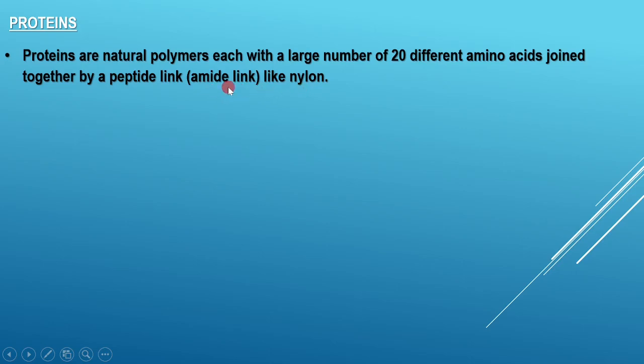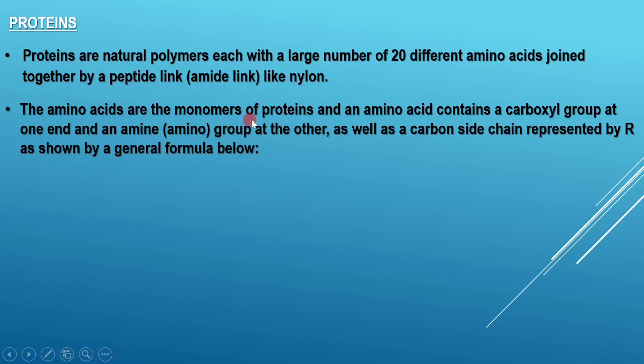So you find that the links that are found in nylon, which is a synthetic macromolecule, are similar to those that are found in proteins, which is a natural macromolecule. You need to take note of that. Here we are saying the amino acids are the monomers of proteins. An amino acid contains a carboxyl group at one end and an amine group at the other, as well as a carbon side chain represented by R as shown by a general formula below.